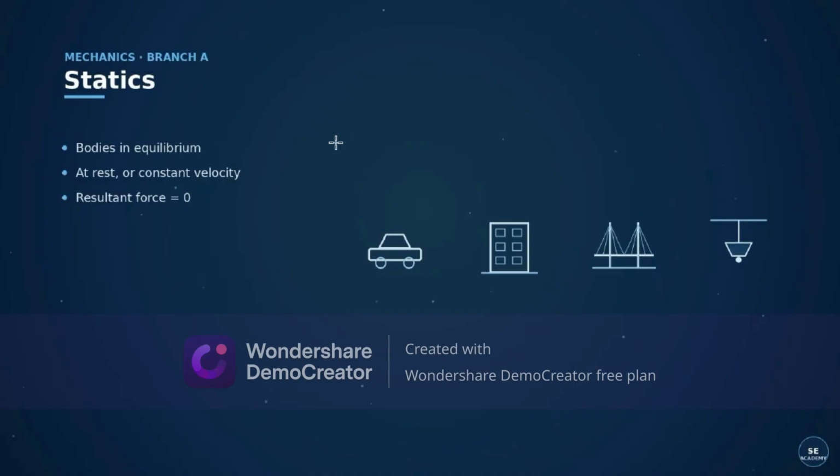So that's our first branch, and that is the one that we are going to be focusing on in engineering second year, first semester, which is statics. It is just concerned with bodies that are in equilibrium or at rest, or moving with constant velocity. And one thing that we should note about statics is the resultant force is equal to 0.